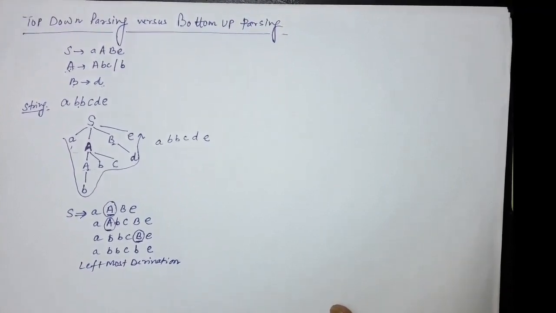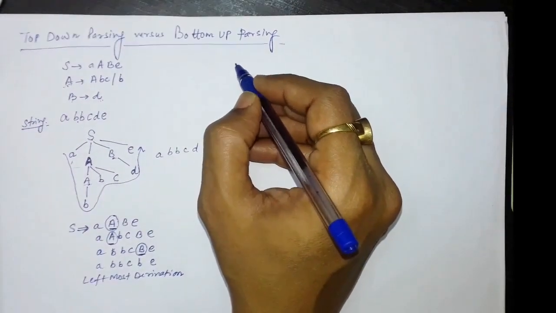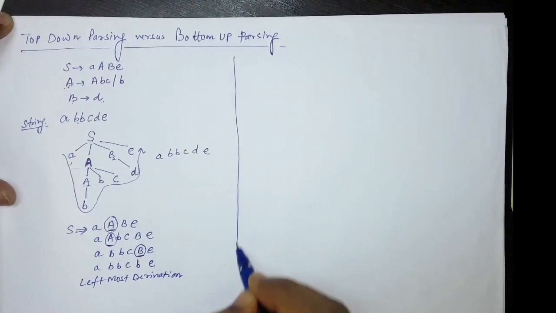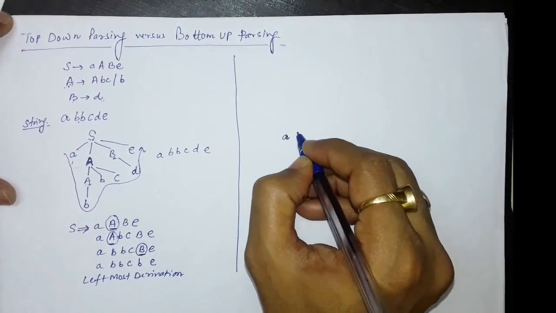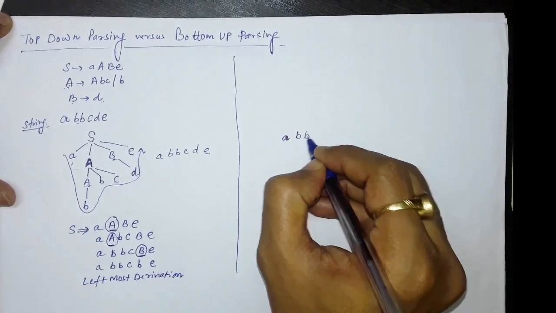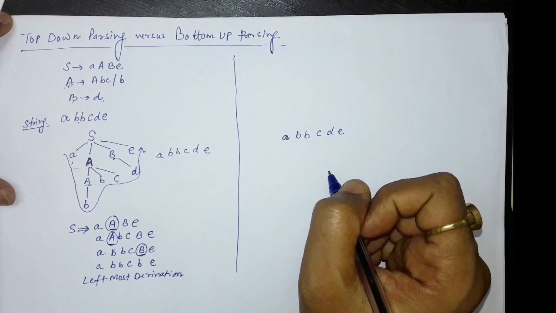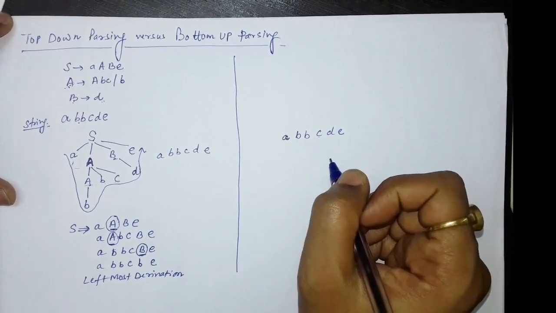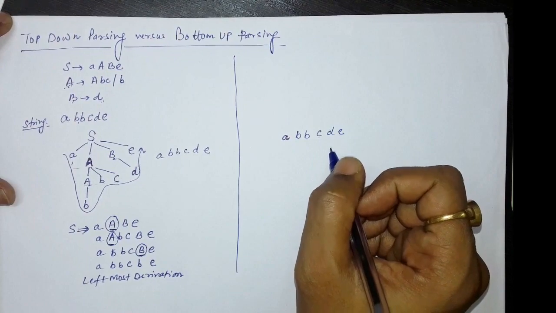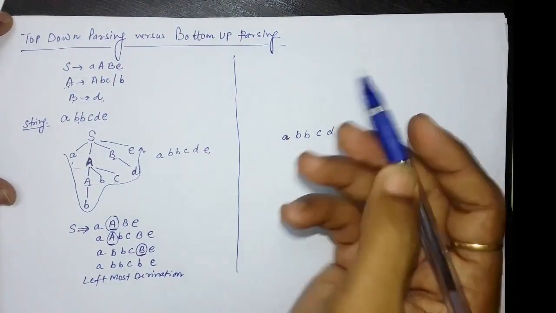Okay, now let's take the example of bottom-up parsing. So in bottom-up parsing, what will happen is that we will have a string and we will try to reduce it to the start symbol. So we have the string a, b, then c, d, and e. This is the string, and we need to reduce it to the start symbol.